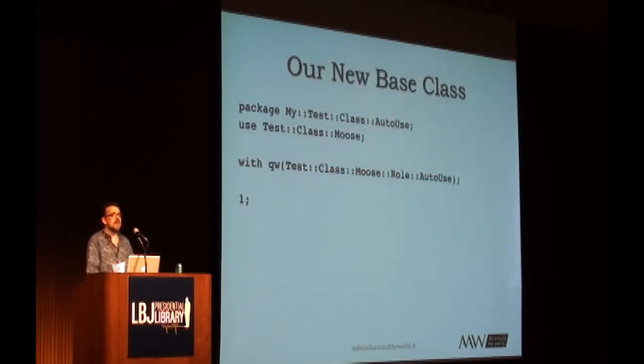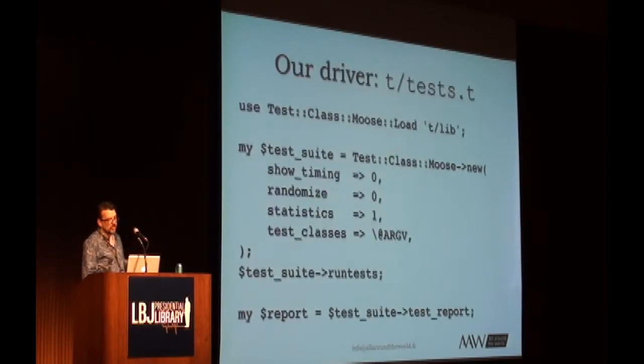This is what a standard base class in Test::Class::Moose now looks like. A lot of the extra cruft that you put in there doesn't exist. You use Test::Class::Moose, and that automatically sets up your inheritance and some importing. Why you do it that way instead of use parent or use base, long story I won't go into. And here's a role. With Test::Class::Moose::Role::AutoUse, we'll see this role a bit more in a moment. I won't go into it now, but as you see right away, we've got Moose, we've got roles.